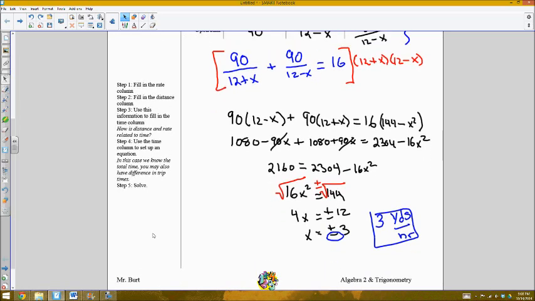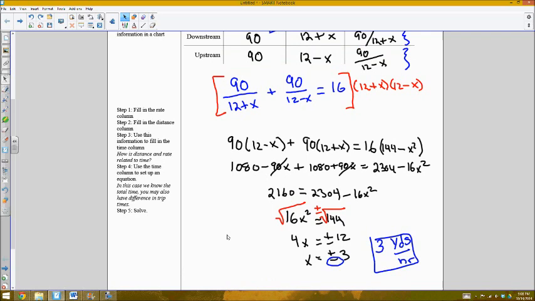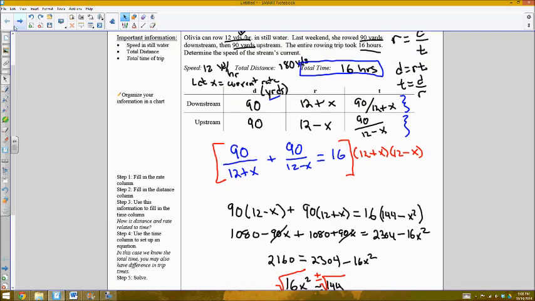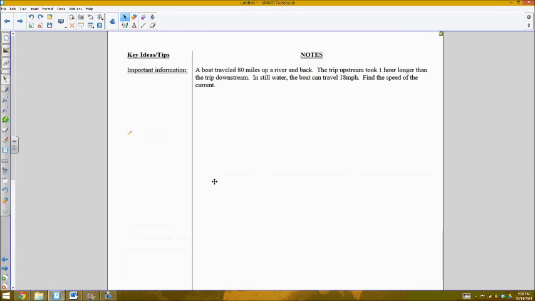Okay. Now, not all circumstances end up being a total time. Another example is this case, in which a boat traveled 80 miles upriver and back.